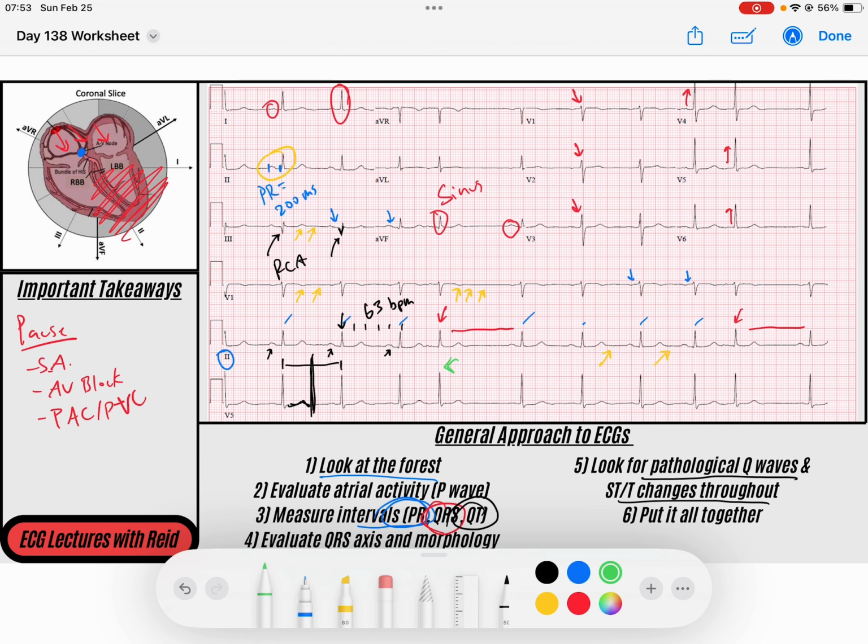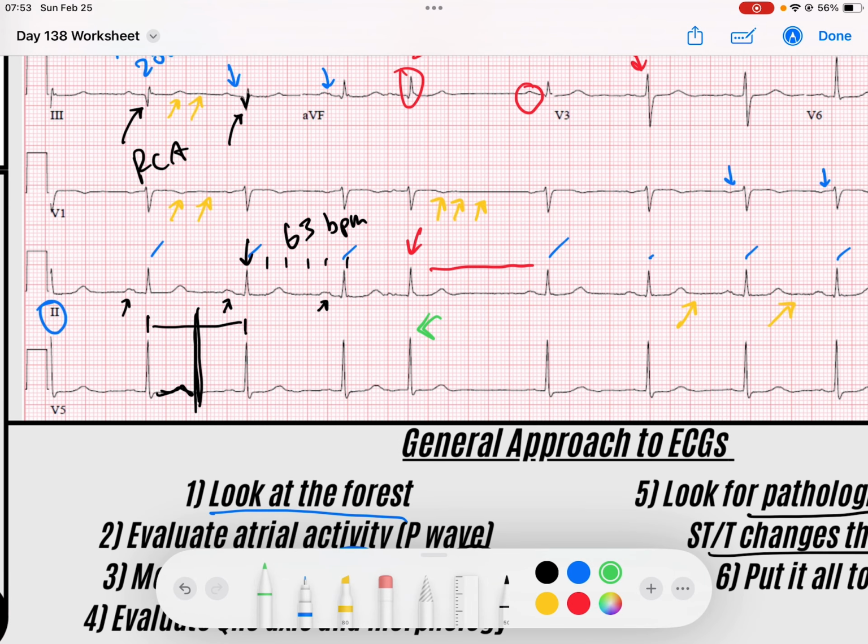So now let's turn our attention to these early beats. Something about these early beats is that they are narrow complex, right? The QRS complex looks exactly the same as our previous ones. So that makes me think of either one, a premature atrial contraction, or two, a premature junctional contraction.